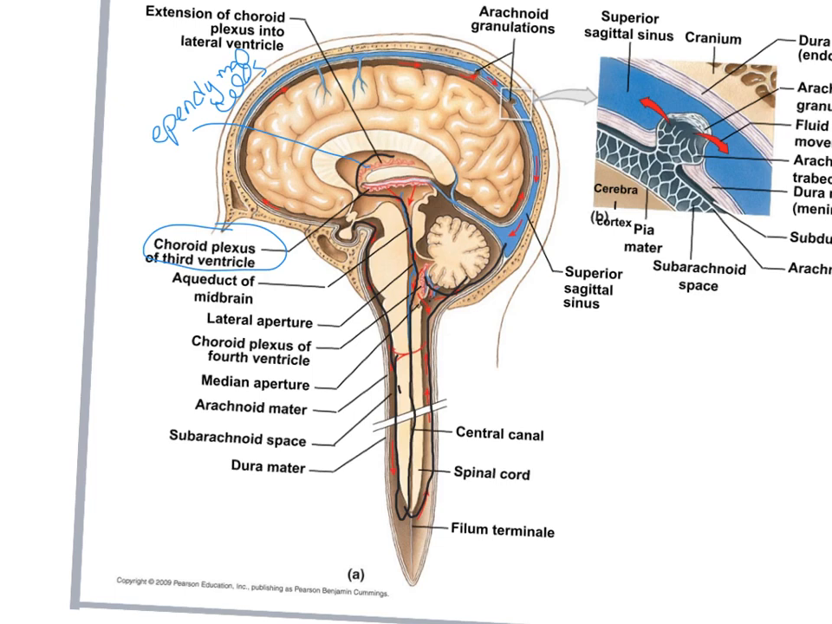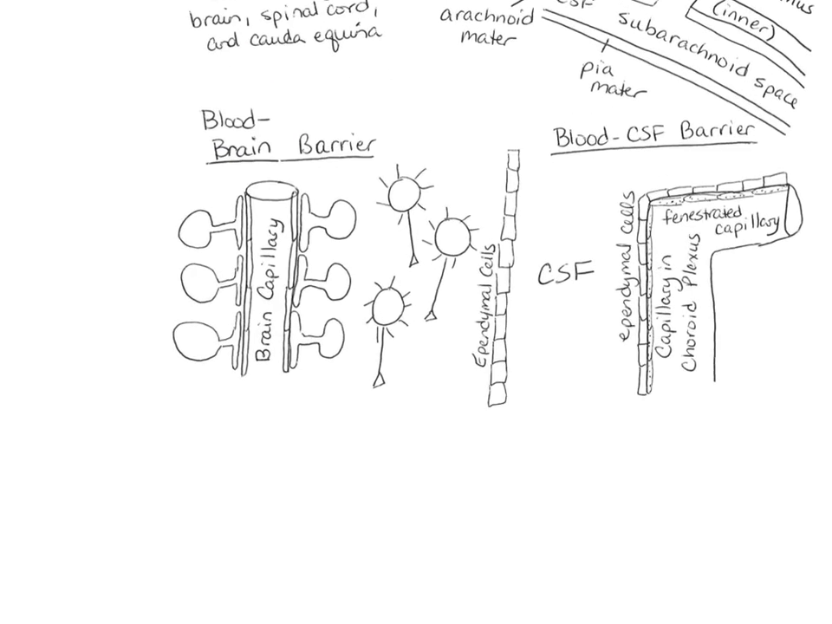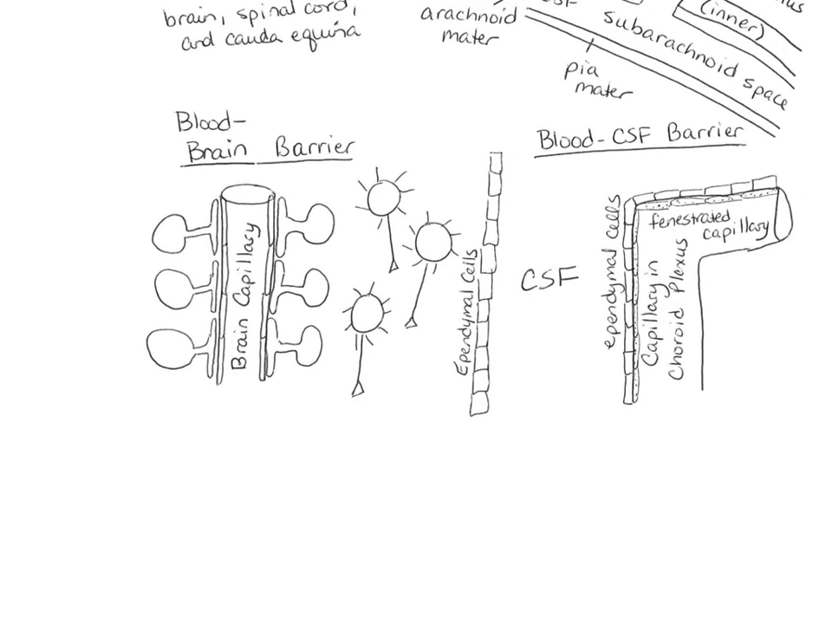All right, so we don't really want a lot of movement of things between the blood and the brain. So there's this thing called the blood-brain barrier, right? There's two different barriers in the brain. The first barrier is called the blood-brain barrier, and that's a barrier between the brain capillaries in here and the neurons. Because you don't want a lot of toxins or drugs from the blood to get into where those neurons are and attack those neurons. We don't want that. So there's this blood-brain barrier.